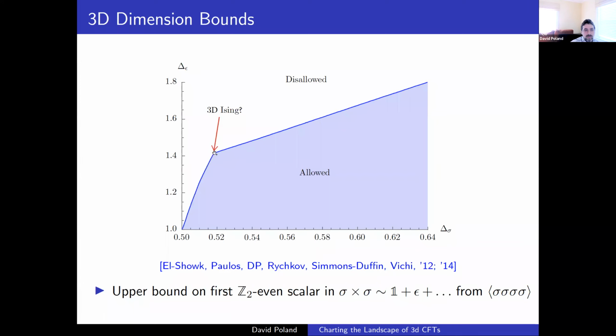The kinks emerge when operators decouple from the spectrum, so you'd violate unitarity if you kept going in that family. And that decoupling of operators seems to be related to the fact that physical theories have underlying equations of motion which decouple the operators. Okay, I see.